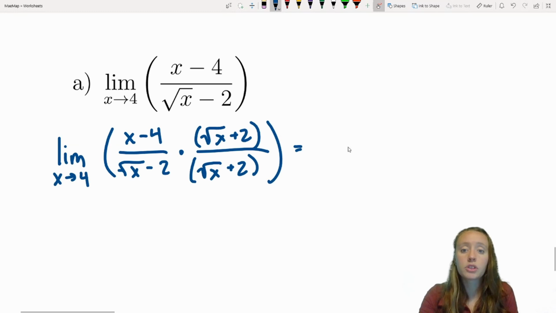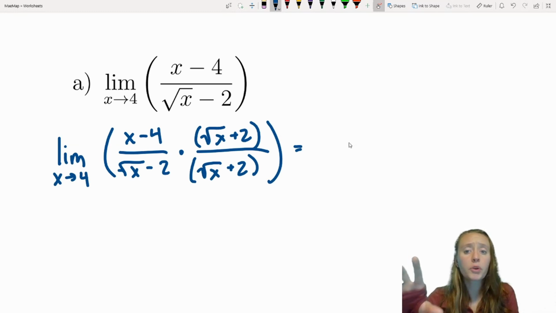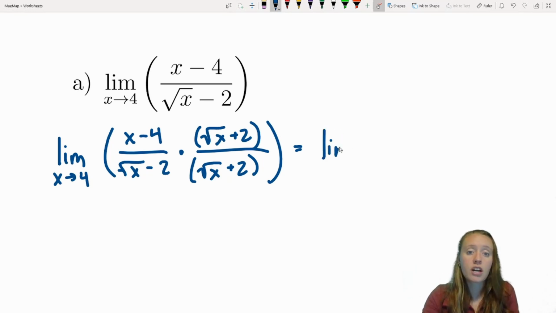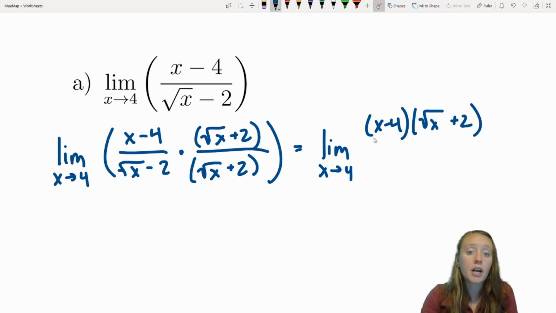So this is going to be equal to, I'm not going to distribute my numerator through because that's not what's giving me an issue with this problem, so I'm going to leave my numerator as is. So I'll have the limit as x approaches 4 of x minus 4 times the square root of x plus 2. Now in my denominator, that's where I'm going to simplify. So if I was to FOIL that out, the square root of x times the square root of x, we know is x. And then we have the square root of x times 2, but we're subtracting 2 times the square root of x, so that goes away. And then we have negative 2 times a positive 2, which gives us a negative 4, so I'll have minus 4.